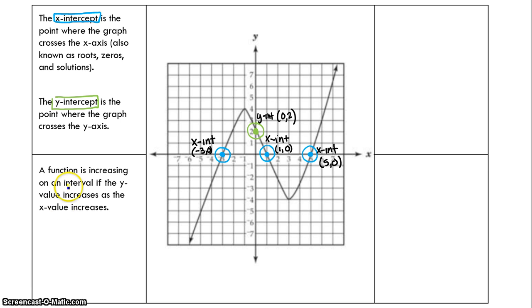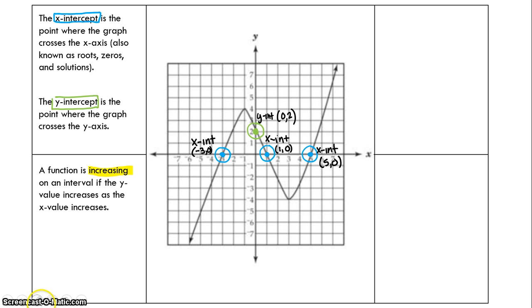So I'm going to get a highlighter and I'm going to use yellow here. So a function is increasing on an interval. So interval, remember, just means starting at a certain value, ending at a certain value, and all the values in between it. It's increasing on an interval if the y value increases as the x value increases.